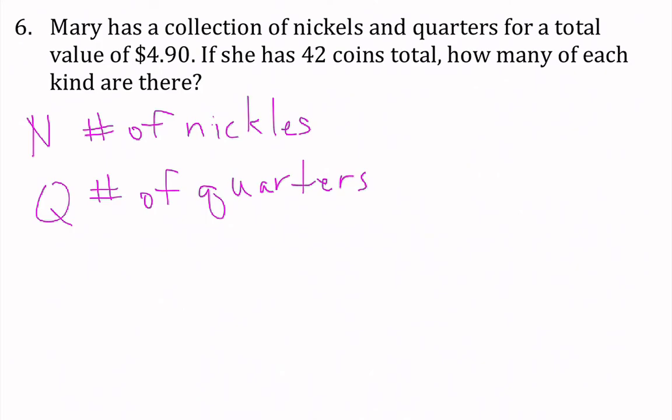So to write my equation, I need to find my two totals. My first total I see is the $4.90, which is the total value. So I know a nickel has a value of 5 cents. So that's 0.05, so 5 cents for every nickel. Plus, I know every quarter has a value of 25 cents. And you write 25 cents by writing 0.25. So 25 cents for every quarter equals the total value, which is $4.90.